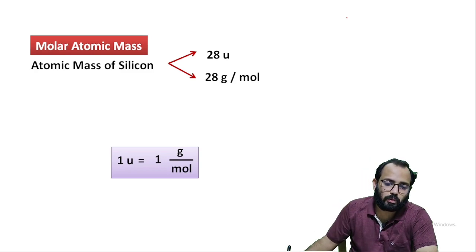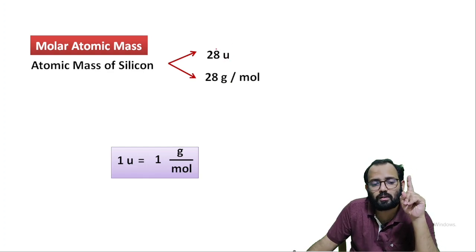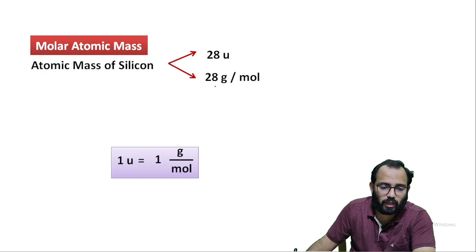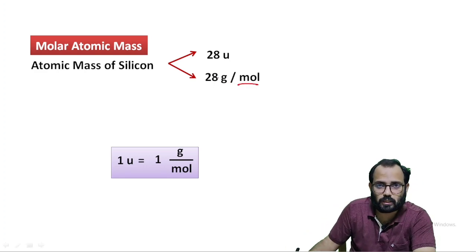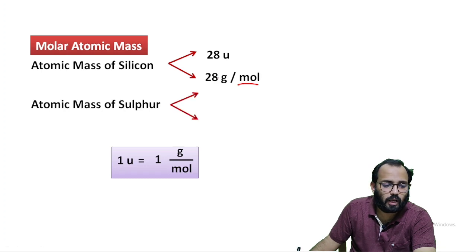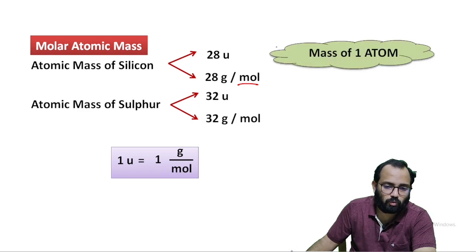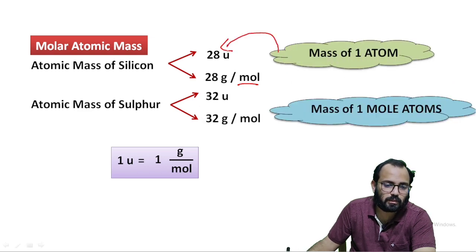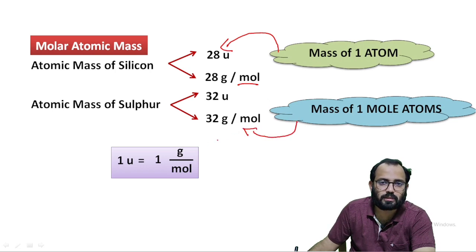So 28 gram per mole, the meaning differs. 28 U, the meaning differs. 28 U is the mass of one silicon atom, and 28 gram per mole is the mass of 1 mole of silicon atoms. Okay, and again atomic sulfur, the mass is 32 U and 32 gram per mole. So mass of one atom is what you are calling this one. Mass of one mole of atoms is what you are calling this one.